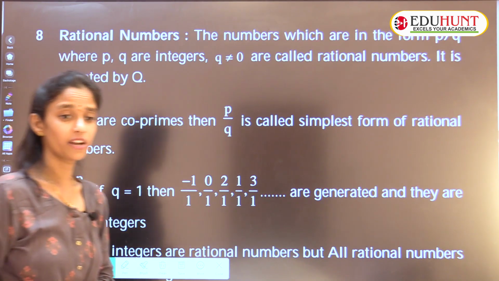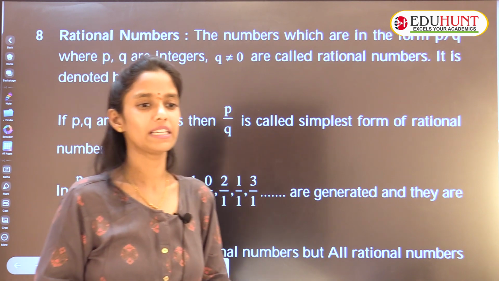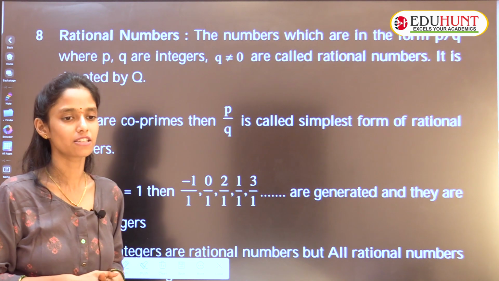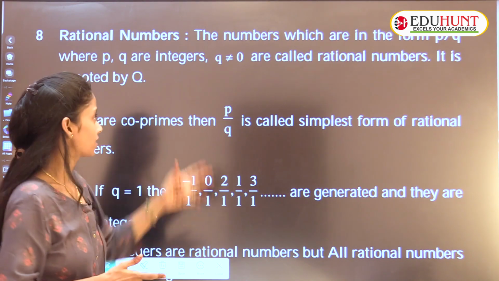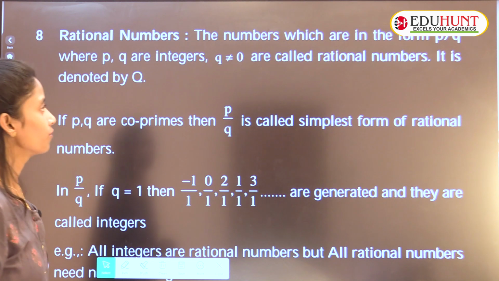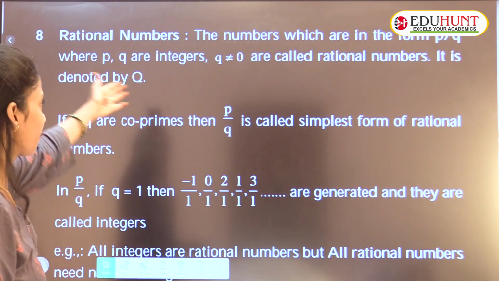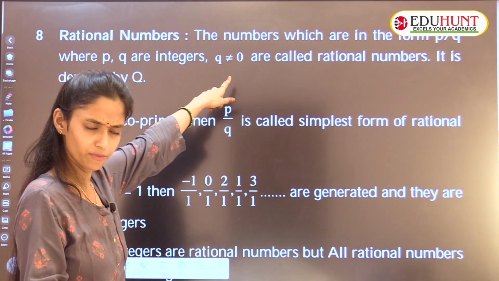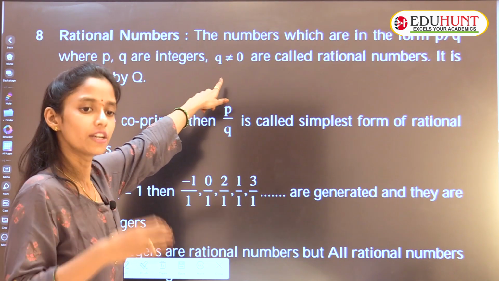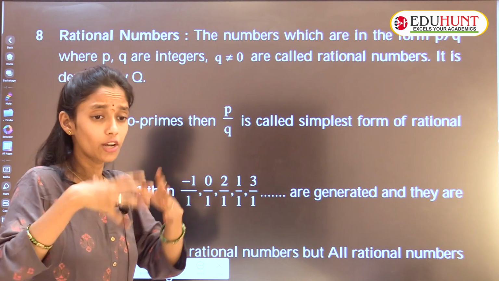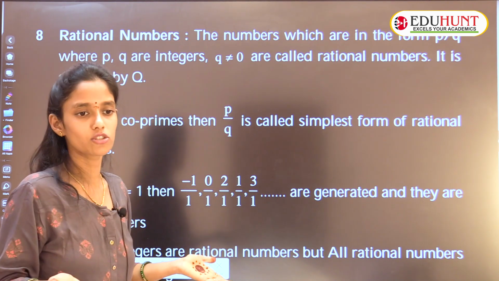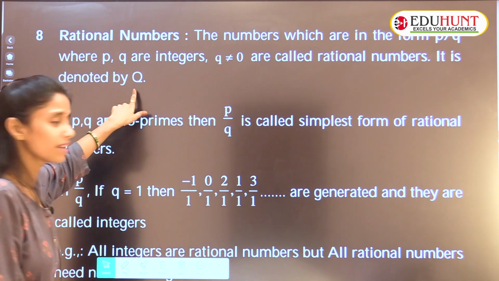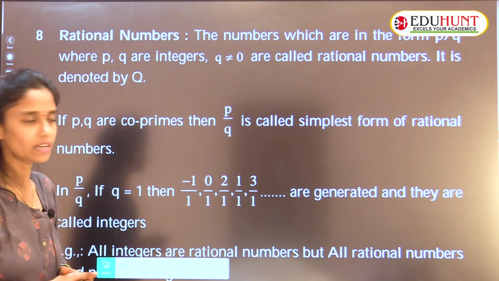Last, rational numbers. Simply I will tell you, a rational number is nothing but the same as a fraction, but rational numbers always accept integers. Shall we see the definition? The numbers which are in the form of P by Q, where P comma Q are integers and Q not equal to 0. Whether you take the fraction concept or rational numbers, Q is always not equal to 0, because if the denominator becomes 0 we will not get the solution. They are called rational numbers, denoted by capital Q.